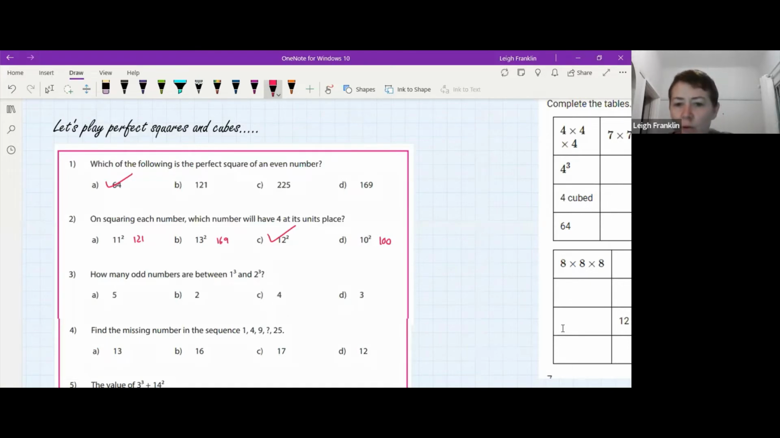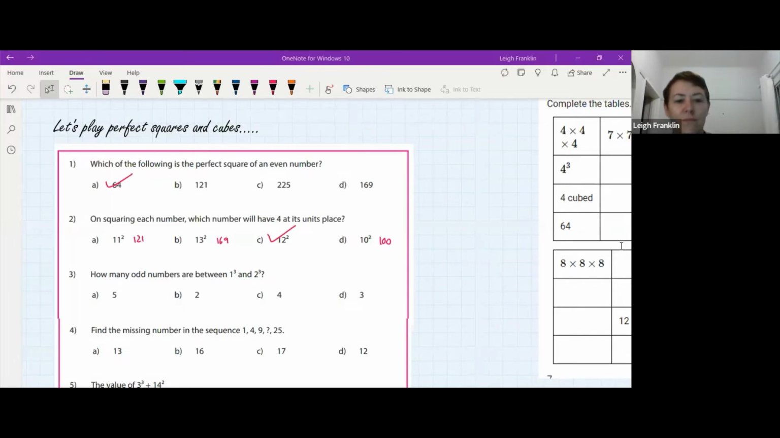Next question. All right, so this is now for Oratilwe. How many odd numbers are there between 1 cubed and 2 cubed? And that means that 1 cubed is not included. Between means the numbers they give you are not included.